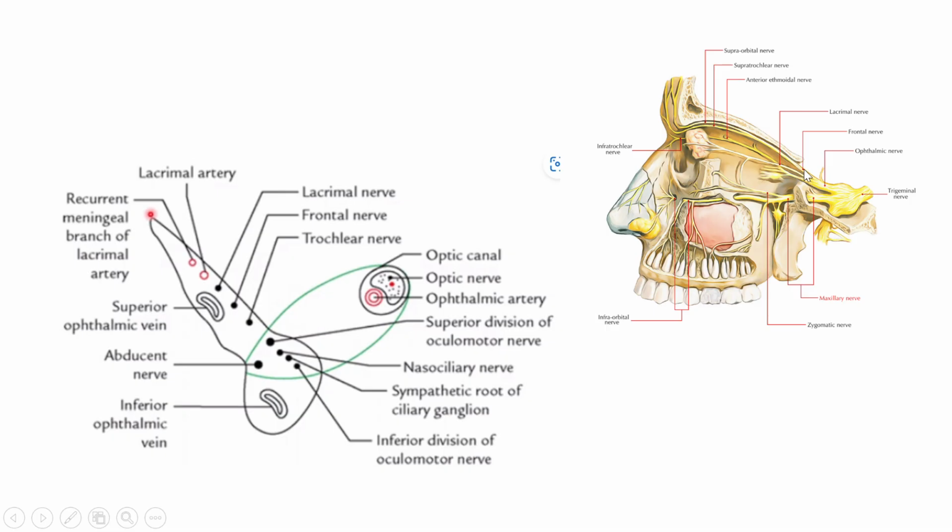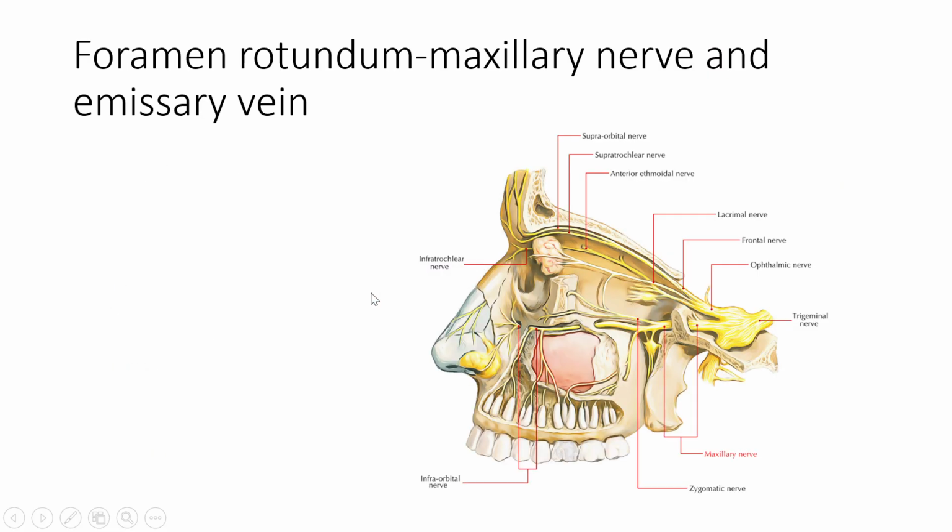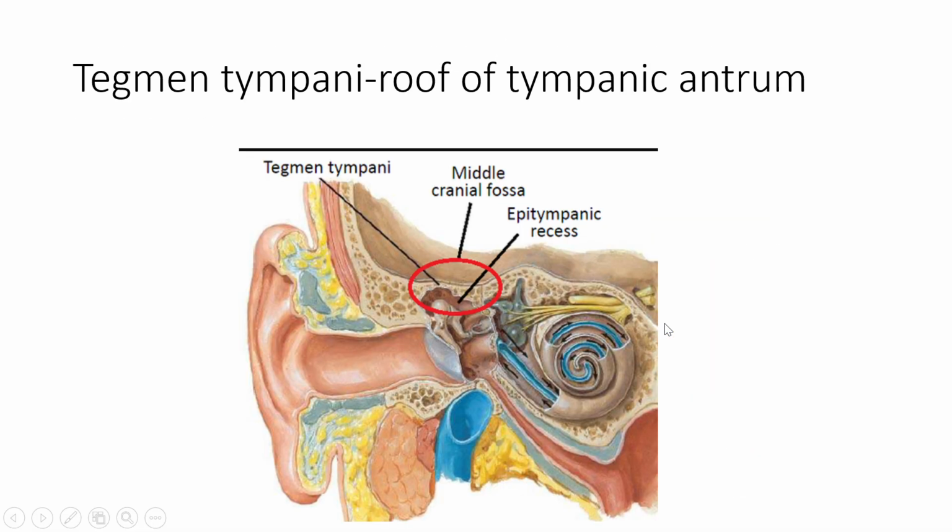Now you will see the lacrimal, frontal and 4th cranial nerve passing through the superior orbital fissure, and the nasociliary is also passing in the middle compartment, and inferiorly there is the inferior ophthalmic vein. So this is very important. The optic canal is also shown here, with the optic nerve passing medially and the ophthalmic artery passing inferolaterally. Now foramen rotundum, as we have seen, this is the area of foramen rotundum. The maxillary nerve and emissary veins are passing through it.